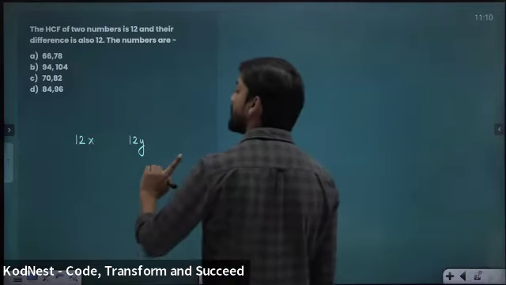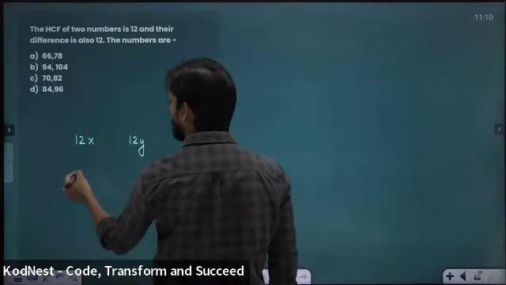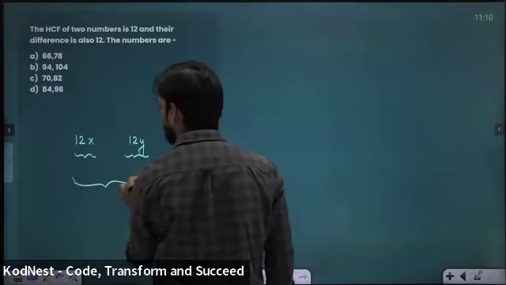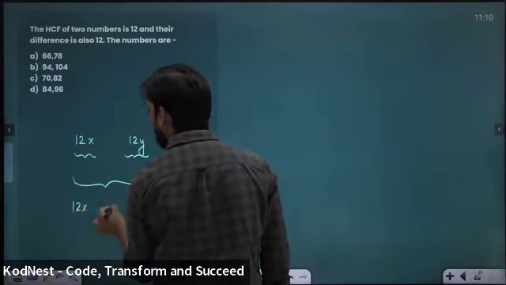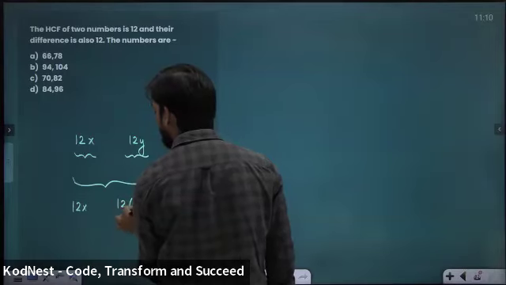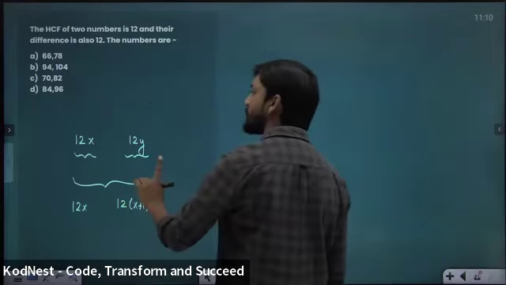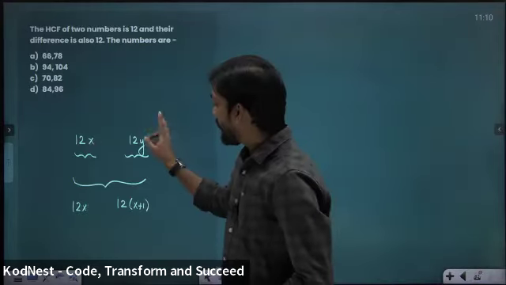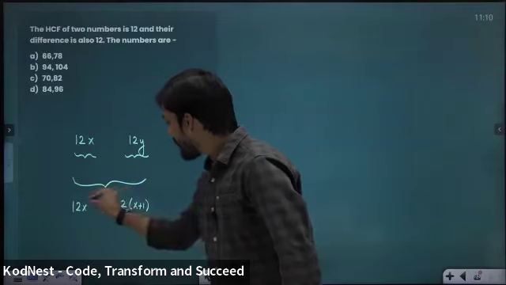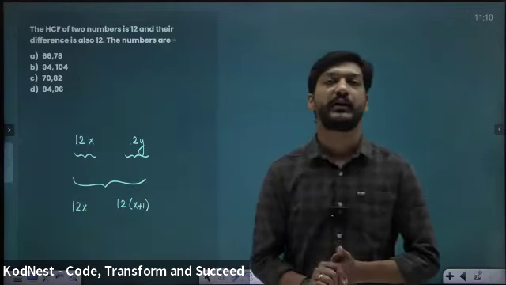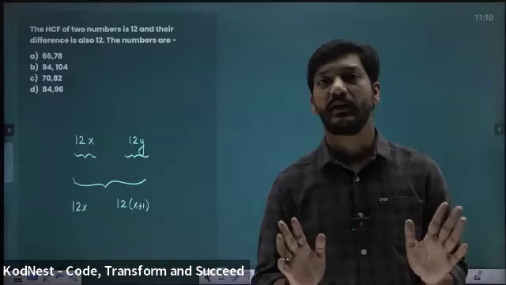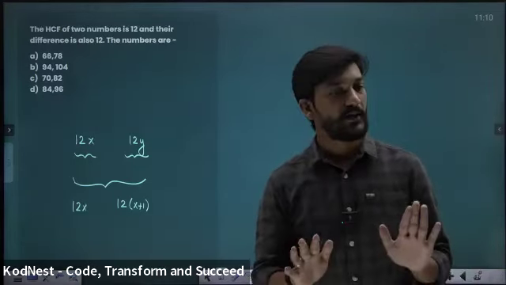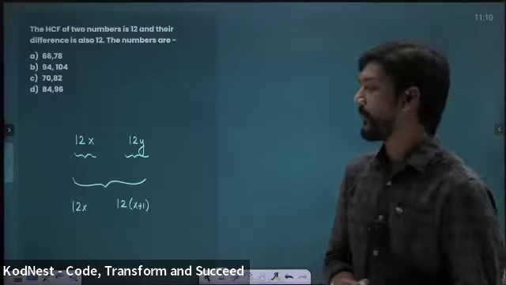My dear, whenever the difference is equal to HCF, instead of x and y, you can take 12x and 12x plus 1, if the difference is given. If the difference is not given, take x and y. If the difference is equal to 12, take x and x plus 1. Now, don't think anything, this is a theoretical point. But still, very rarely you will have to use this.